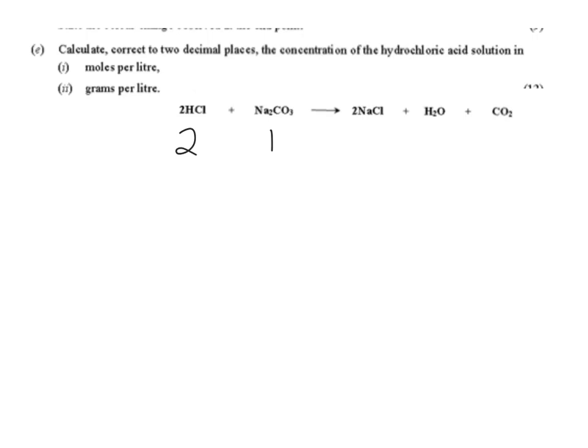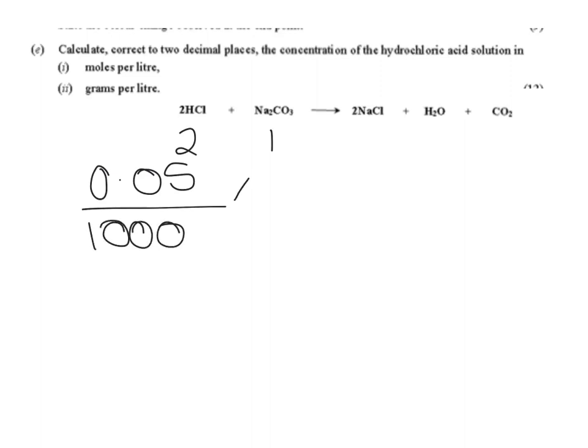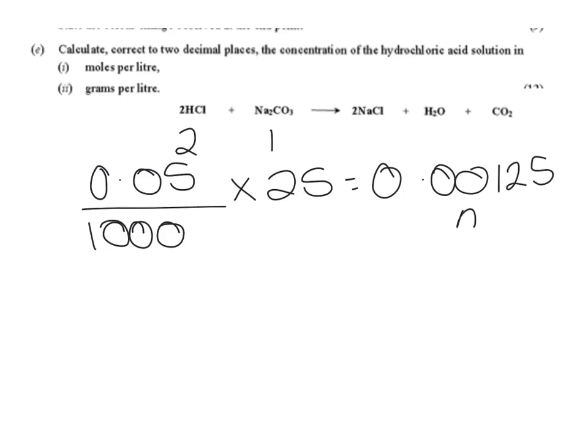The first thing we're going to need to do is figure out how much of the sodium carbonate we actually used. So 0.05, because that was the concentration, divided by 1,000, and we only use that in 25 centimetres cubed portions. When we do that, we get an answer of 0.00125 moles per 25 centimetres cubed.